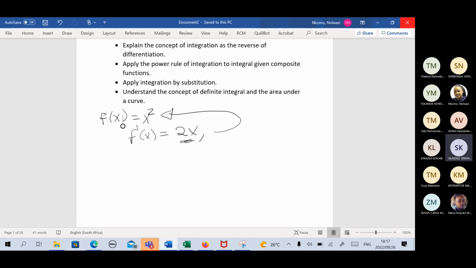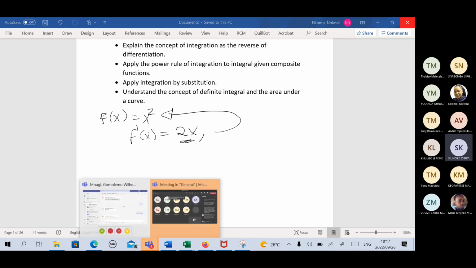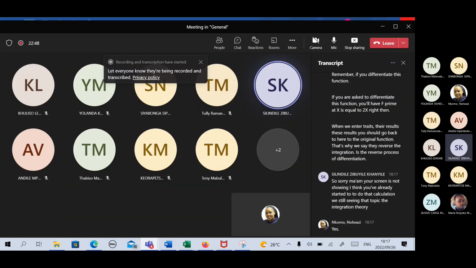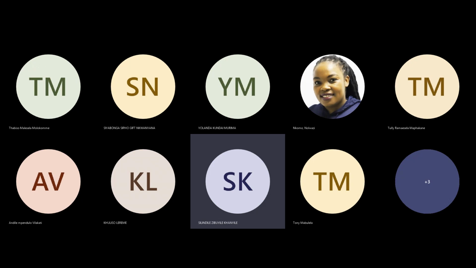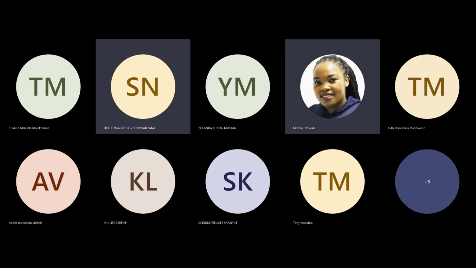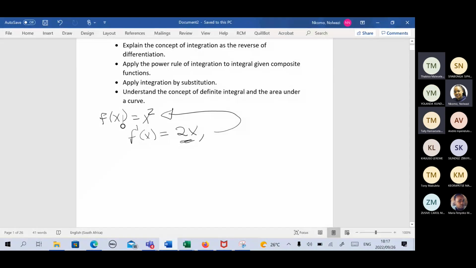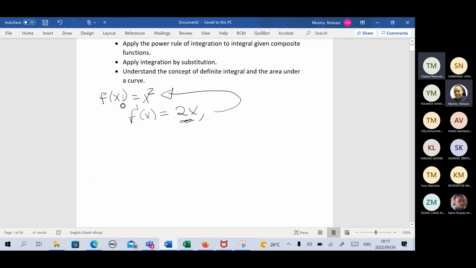Sorry, ma'am, your screen is not showing. I think you've already started to do that calculation. We're still seeing that topic, the integration theory. I'm not so sure if it's only me or the whole class. We're not seeing your working as you're explaining. Can we try again? It was showing on my side. I think she had a problem with network or something. Okay, thank you. Is it still showing? Yeah, it's showing. All right, thank you.